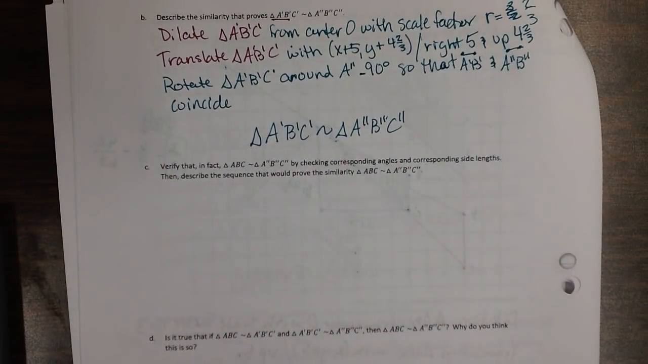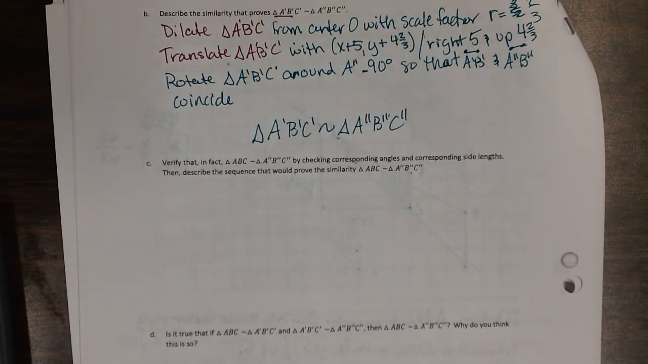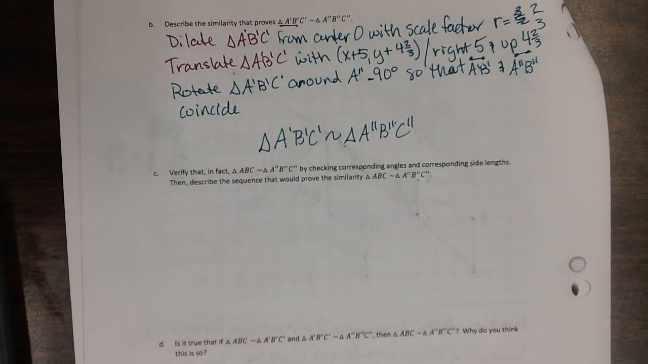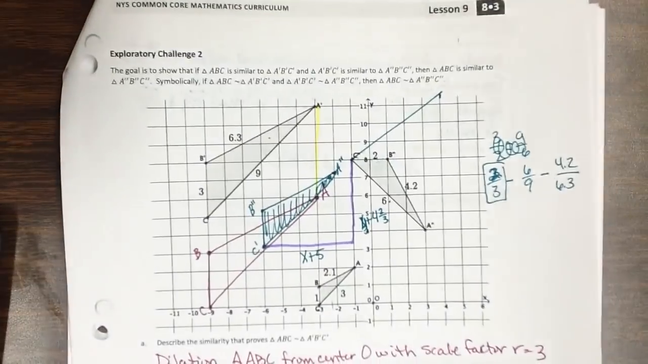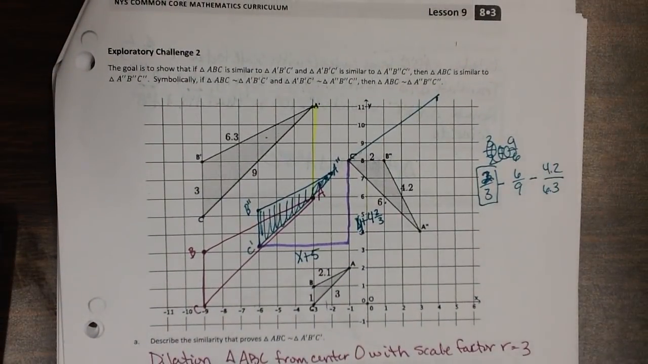Okay, so then we have to verify that triangle ABC is similar to triangle A prime prime, B prime prime, C prime prime by checking corresponding angles and corresponding side lengths, then describing the sequence that would prove similarity between them. Okay, so the angles are congruent, and I'm just going to give those to you.